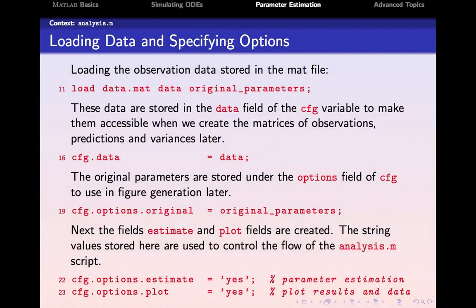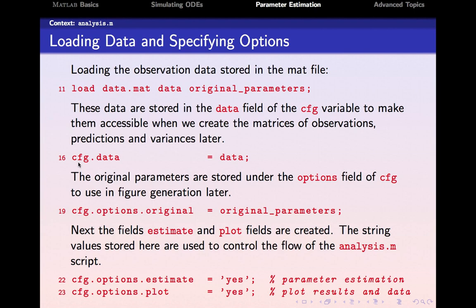Okay, so let's look at analysis.m. So the first thing that we do in analysis.m is we're going to load the data. So we're going to load data.mat and we're going to pull out of it data and original parameters. Okay. So these data are stored in the data field of the cfg variable. So I take the data that I loaded from data.mat and I place them in cfg.data. So I'm just sticking them in that variable. Because cfg, keep in mind, is going to be passed from your workspace down into fminsearch.